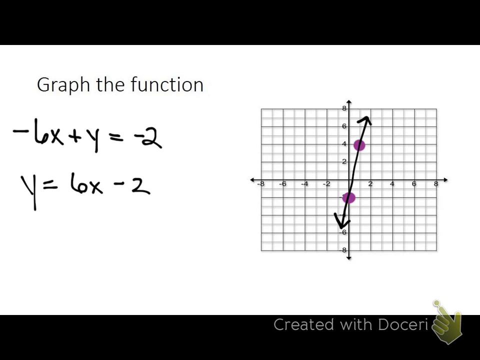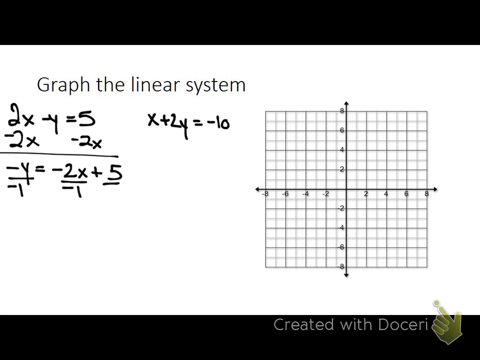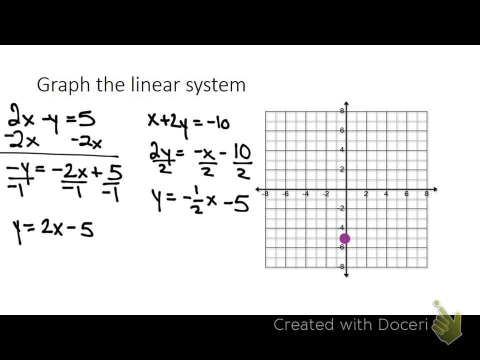All right, linear systems. Graph the linear system. All right, so first things first, what do you have to do? Make them in function form. Right, so writing them both in function form. And immediately I can see that my y-intercepts are the same number. So that's going to make my graph very convenient.